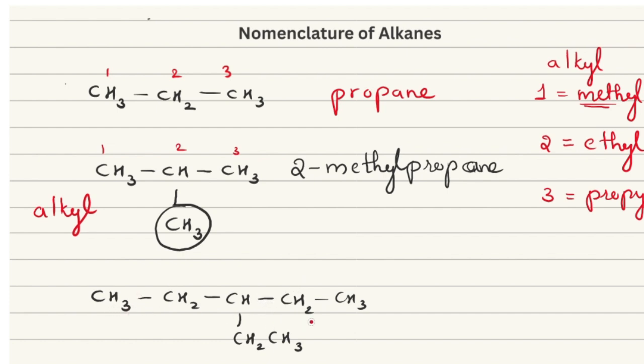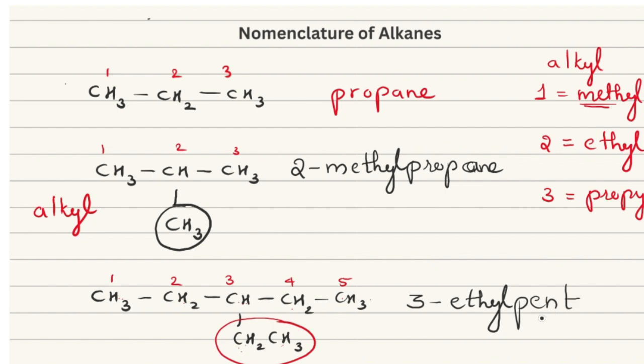Again, choose the longest chain. 1, 2, 3, 4, 5. Either way, it's the same. And the substituent is at the third position. And what is this substituent? Since there are 2 carbons, it's going to be ethyl. And where is it? It is on the third position. Therefore, 3-ethyl, third position, ethyl. And how many carbons are there in the longest chain? 5. Therefore, the root word is pent, and then pentane.